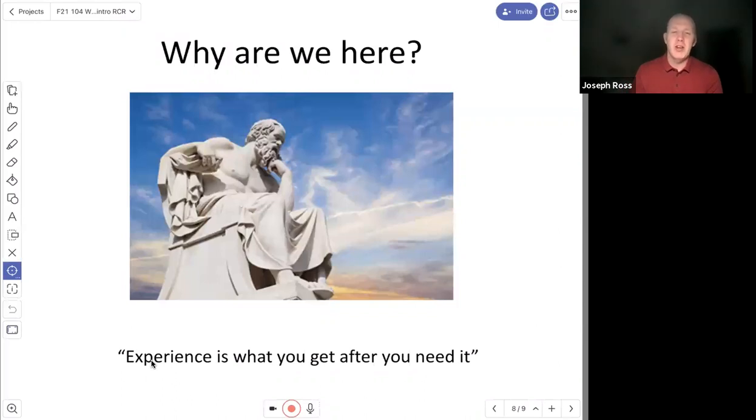This is one of my favorite quotes. Experience is what you get after you need it. We don't want you to get in trouble because you didn't know the rules and then get that experience of, oh, okay, well, now I know what I shouldn't have done. We're here to give you the answers first so that you don't violate any research ethics norms through the course of your experience here in Biology 104 and beyond in your undergraduate career as a global citizen and as a developing scientist.